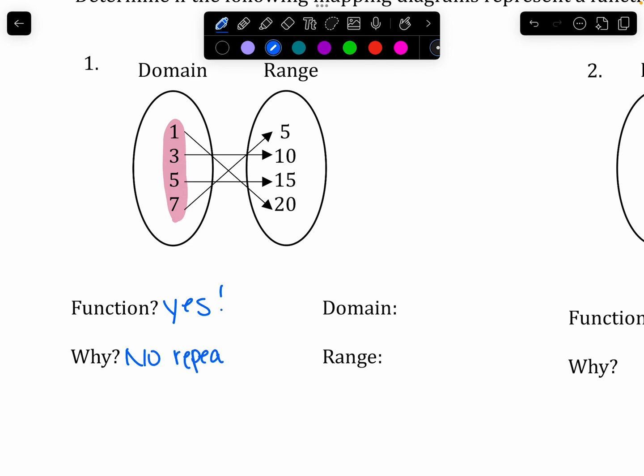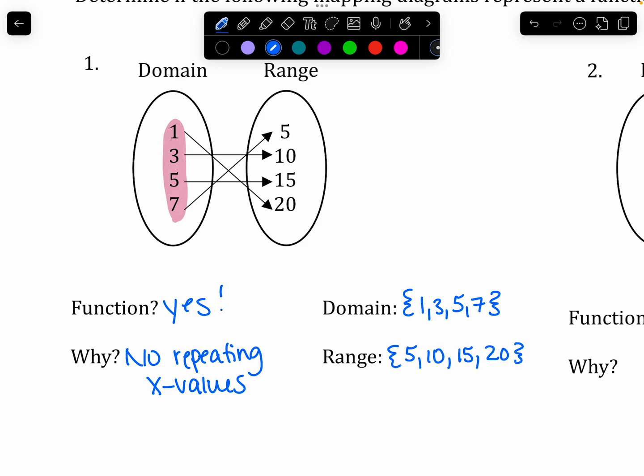We would say no repeating x values. And then the domain, we're going to list it as 1, 3, 5, and 7. And then our range values will be 5, 10, 15, and 20.